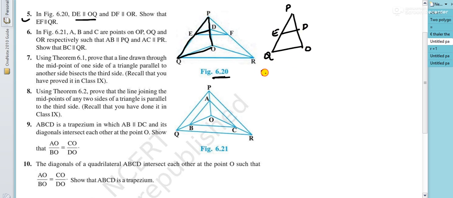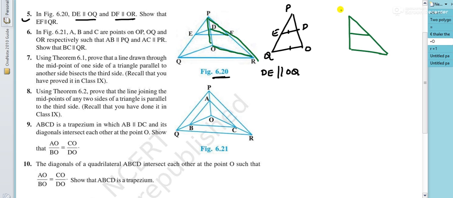And they have said what? DE is parallel to OQ. Okay, and next is DF is parallel to OR. So let me erase this now. DF, where is DF? Yes, here. This is DF, is parallel to OR. Okay, so this triangle POR. So let me write that here. Correct? This is P, D, F, O, R. Here they have given DF is parallel to OR.